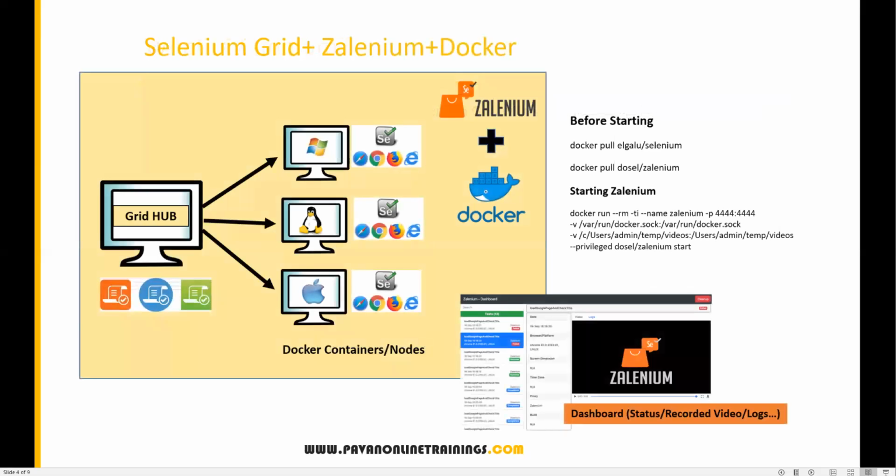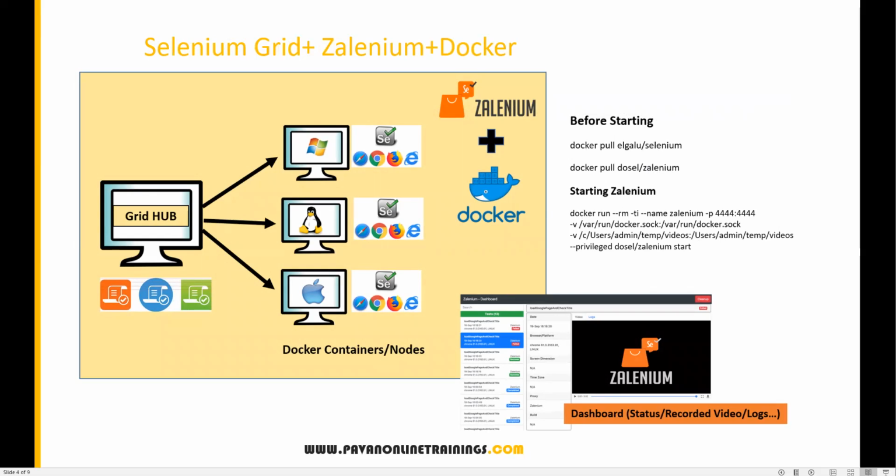In Selenium, the only thing we need to do is pull two images. These are again Docker images, the two Docker images which we need to pull. And with just one command, we can set up the entire grid environment. Once you run this command, it will set up the whole grid environment within seconds. So we don't need to do any complex setup.